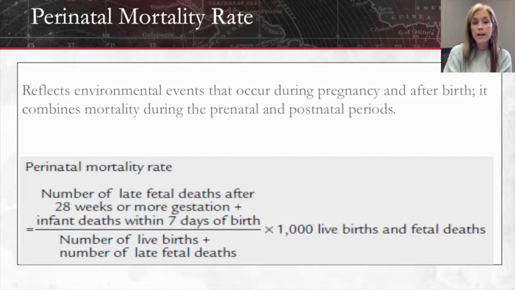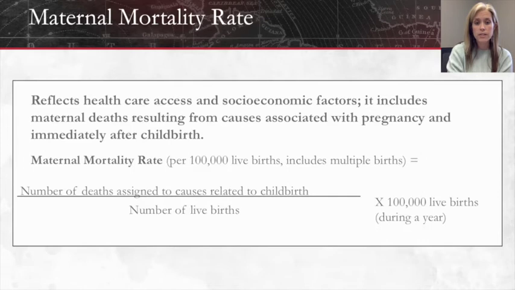So perinatal mortality rate reflects environmental events that occur during pregnancy and after birth. So what it does is it combines mortality during prenatal and postnatal periods. Okay, so again, this may look at environmental exposures while the woman is carrying the baby, and also immediately after birth, so within 7 days of birth.